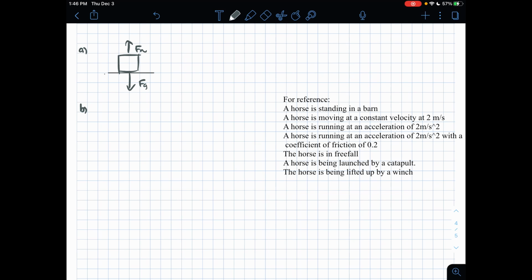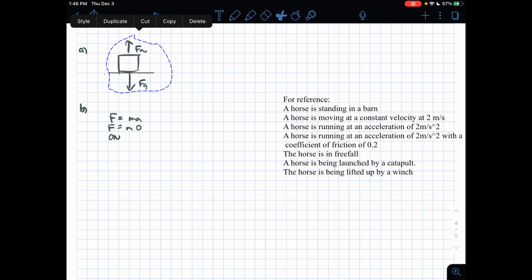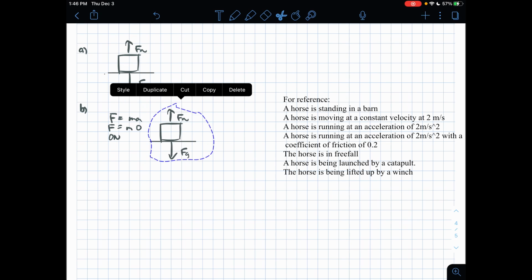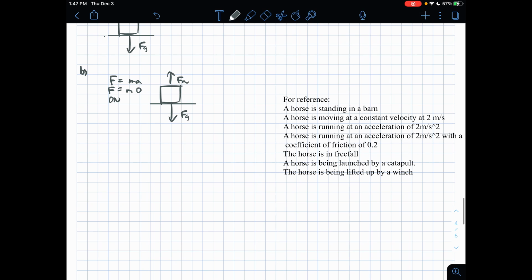B. Now, this one is tricky because just because you have velocity doesn't mean you have force. The reason for this is because if you look at F equals ma, which is the force formula, there is no variable for velocity, but there is a variable for acceleration. So if your object is not accelerating, if it's just in constant velocity, the acceleration is going to be 0. So if you calculated all of this, it would be 0 newtons. Therefore, your free body diagram should look like this. It should be the same as the first question.